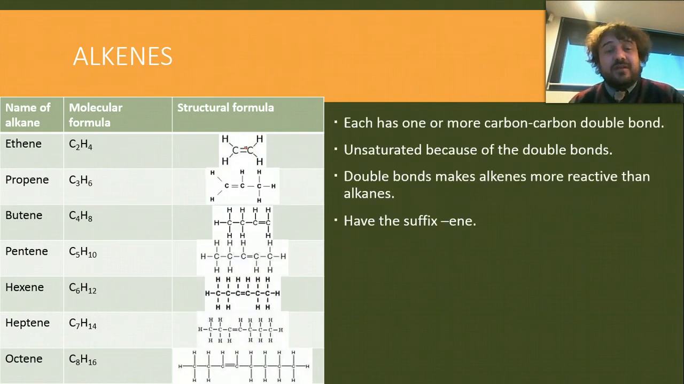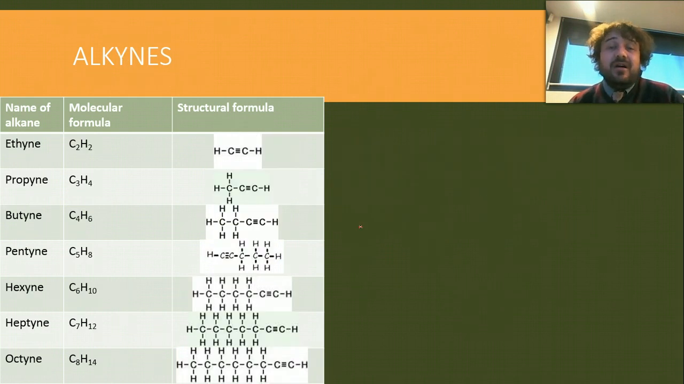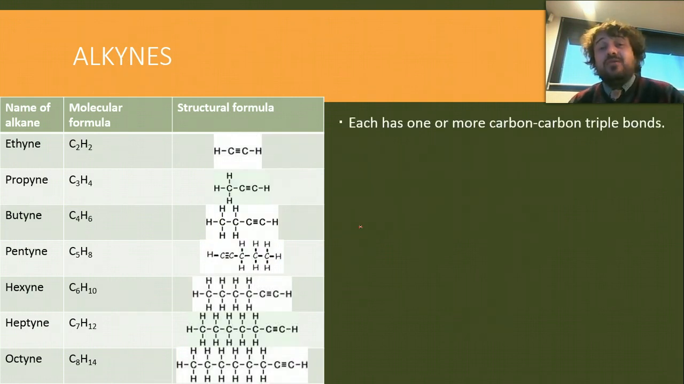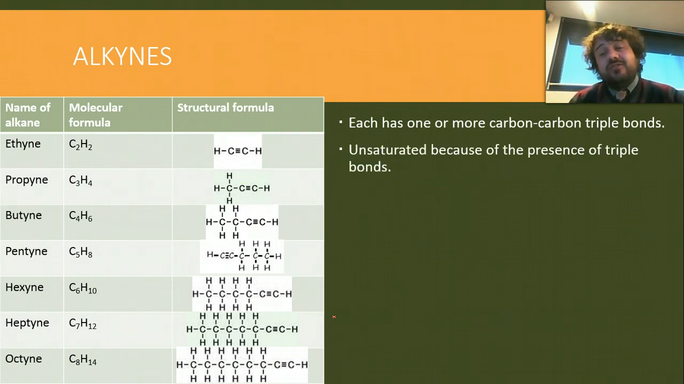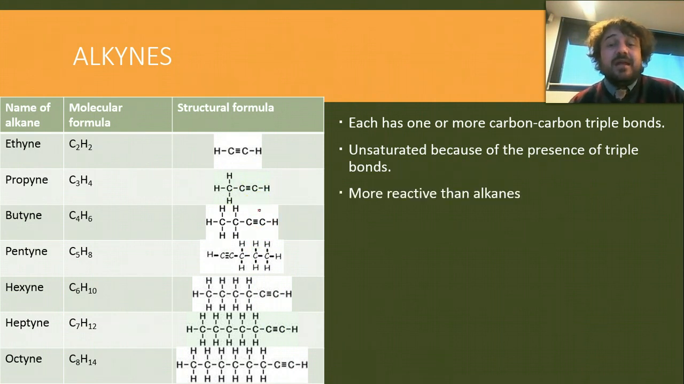This is our list here, by the way, and you see each one has a double bond in its structural formula. Alkynes. So basically each one has one or more carbon-carbon triple bond. All of the ones we have here have only one triple bond. They are unsaturated because of the presence of the triple bonds, and this means that there's more that can react there. They are more reactive than alkanes, more reactive than alkenes too. And they have the suffix -yne.